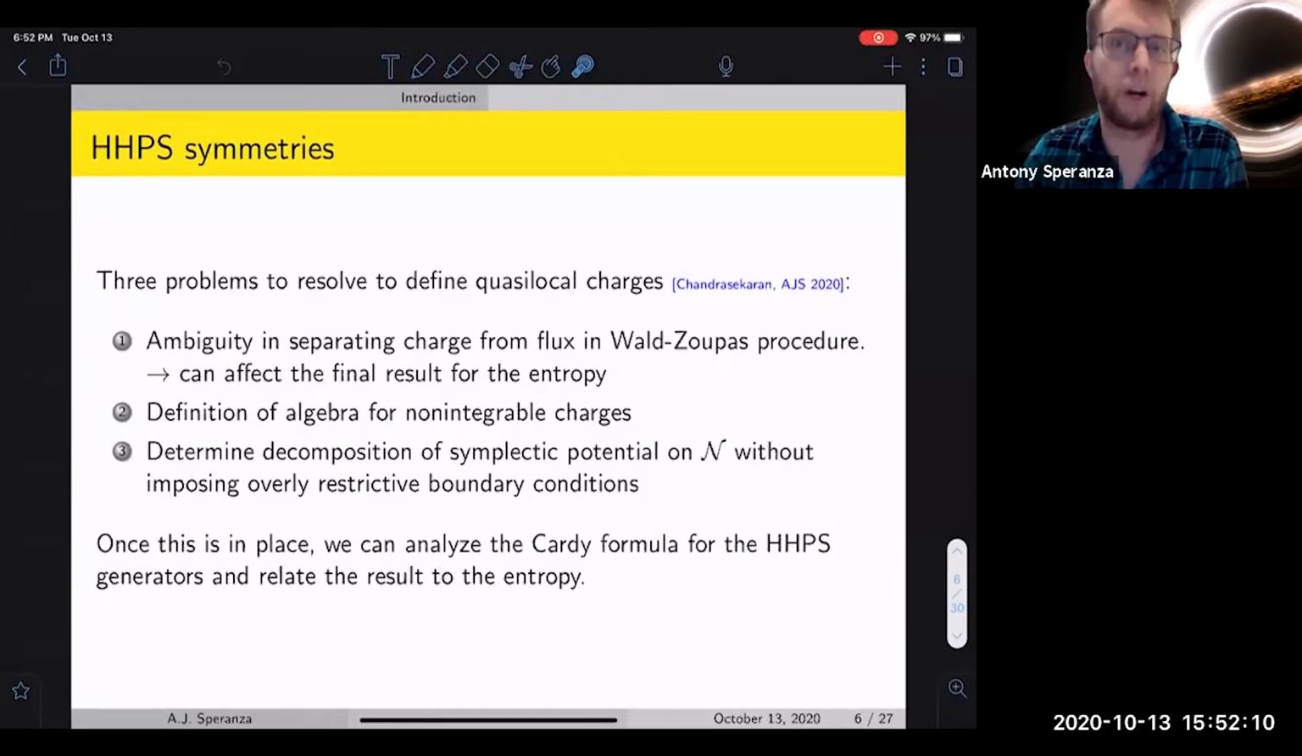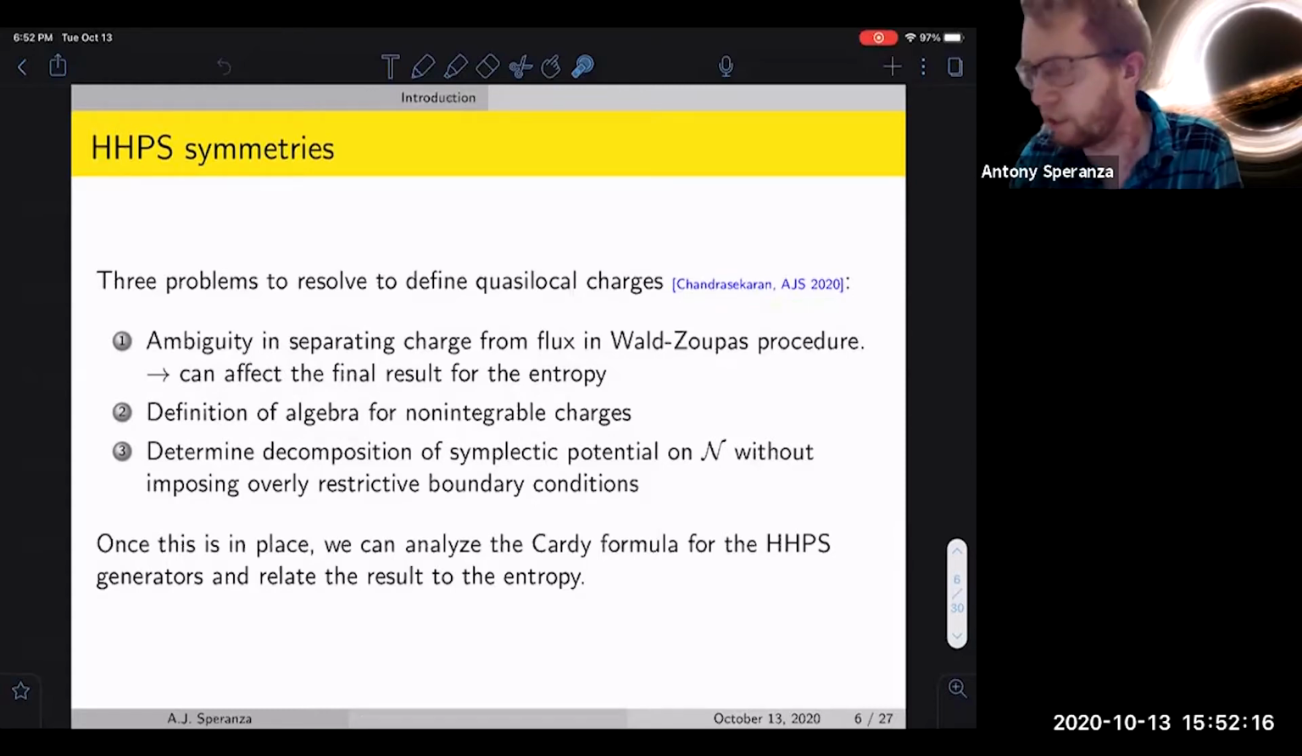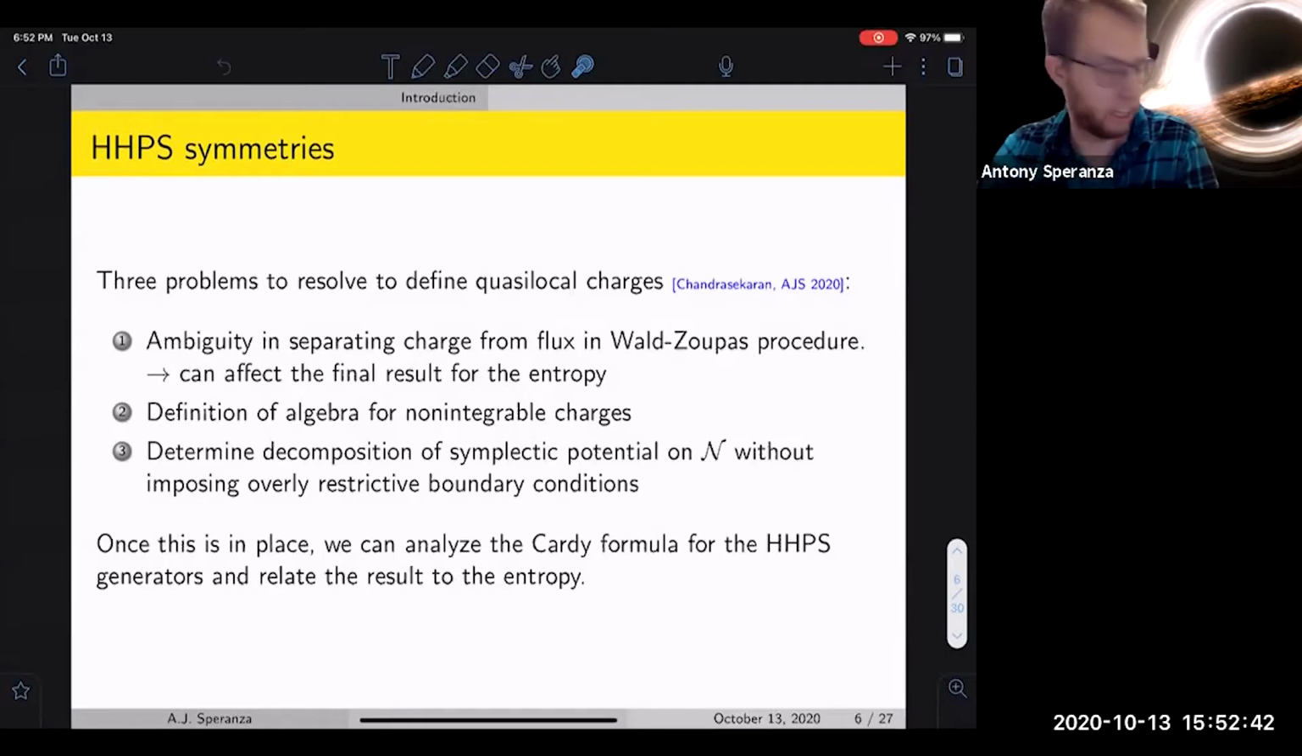There's sort of three problems that come up when you're dealing with these quasi-local charges, and these are the things that we looked at in this paper. The first is that there's an ambiguity in determining what you call the charge and what you call the flux in the Wald-Zoupas procedure. There have been various proposals for how to fix this ambiguity, but the important point is that this is 100% essential for the final result you get for the entropy. Your different choices on this ambiguity almost entirely determine the value for the central charge. And we're going to see that explicitly in the analysis that I show you. So we have to come up with a way of fixing that ambiguity.